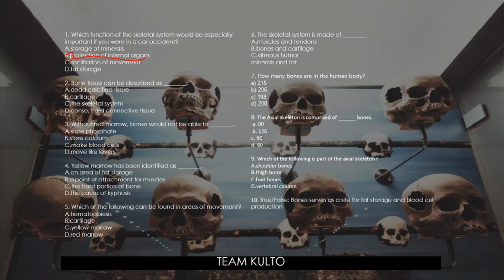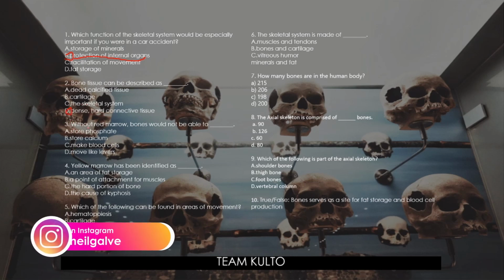Okay, question number two. Bone tissue can be described as, what is the answer to this? Letter D. Dense, hard, and connective tissue, period. Number three. Without red marrow, bones would not be able to, the answer is letter C, make blood cells.